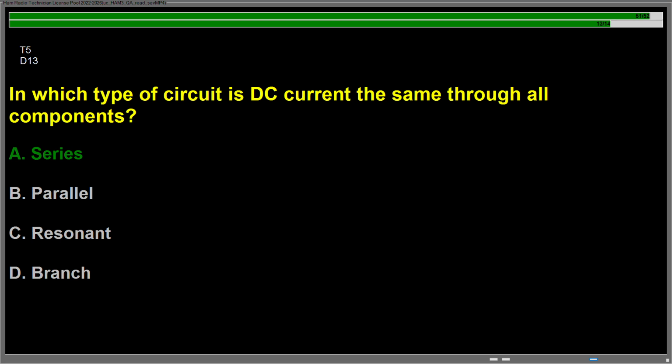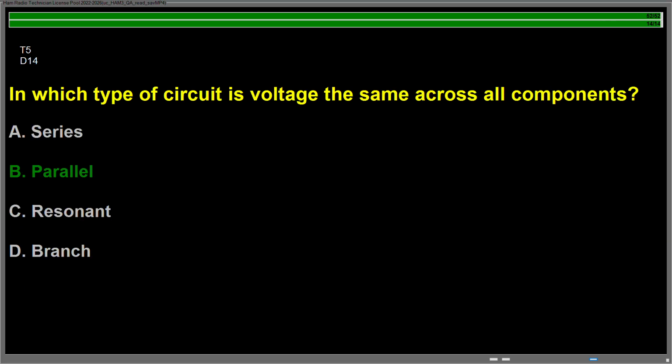Question Delta 13, in which type of circuit is DC current the same through all components? Answer is A. Series. Question Delta 14, in which type of circuit is voltage the same across all components? Answer is B. Parallel.